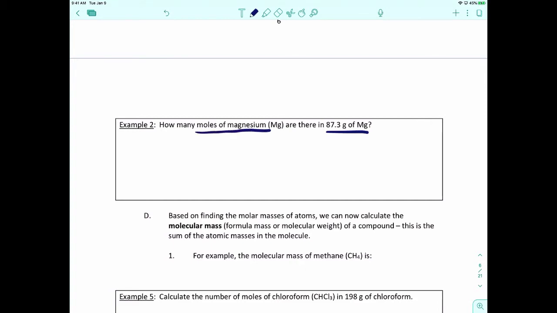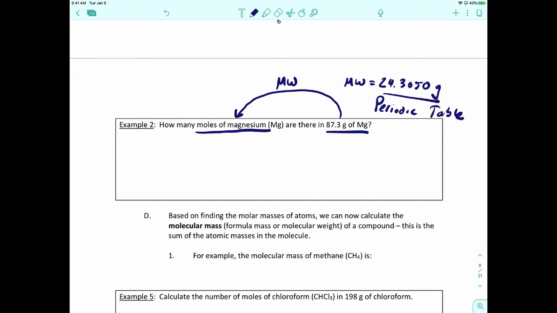Okay, this one's pretty nice because we're going to make this happen in one step. In order to go from grams of magnesium to moles of magnesium, the thing that we're looking for is the molecular weight or the molar mass. To look that up, we have to go to the periodic table and find the molar mass of magnesium. It turns out that the molar mass of magnesium is 24.3050 grams. So that's where we get that from the periodic table.